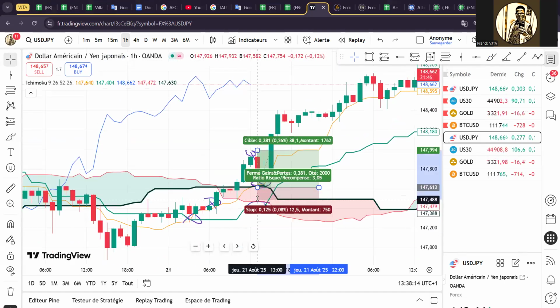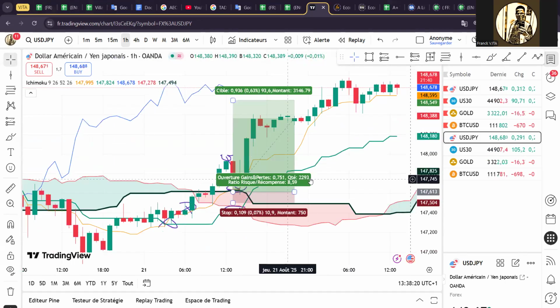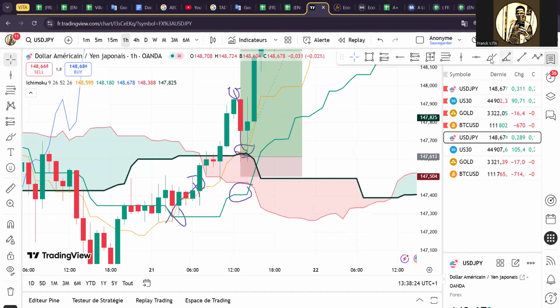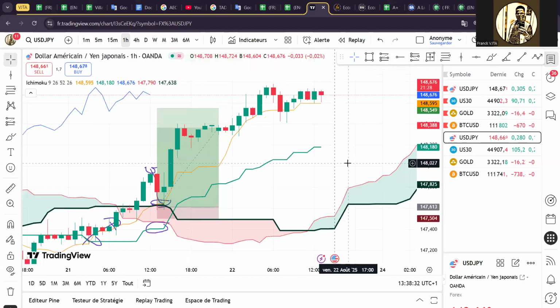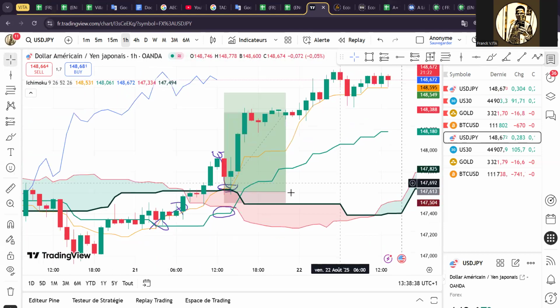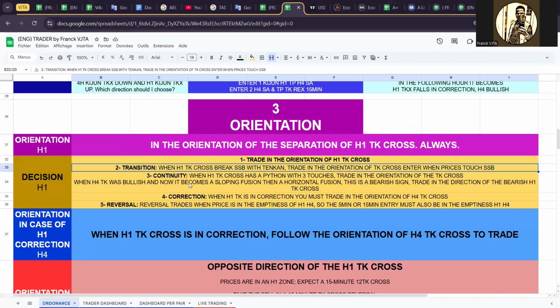That's how you trade the transition. Buy this. Just buy. Keep going in the same direction. Buy it mostly because Tenkan did not make an inclination to the downside. Just buy it. Buy the transition. Buy to take the order towards the direction of the TK cross. That is the number two. That's how you make a decision.